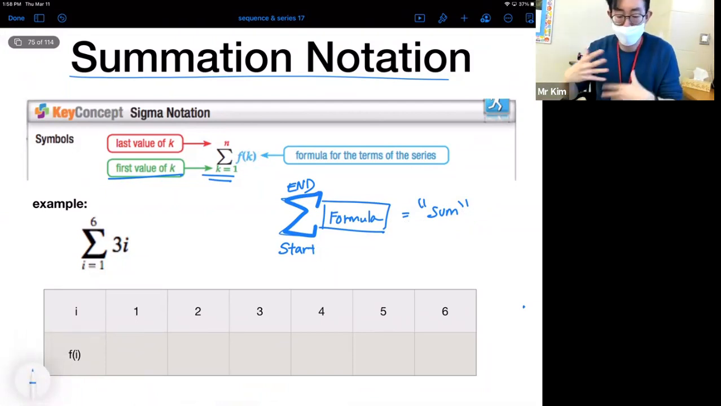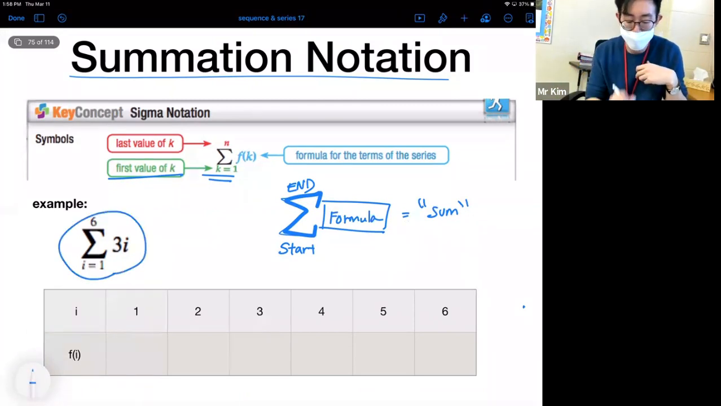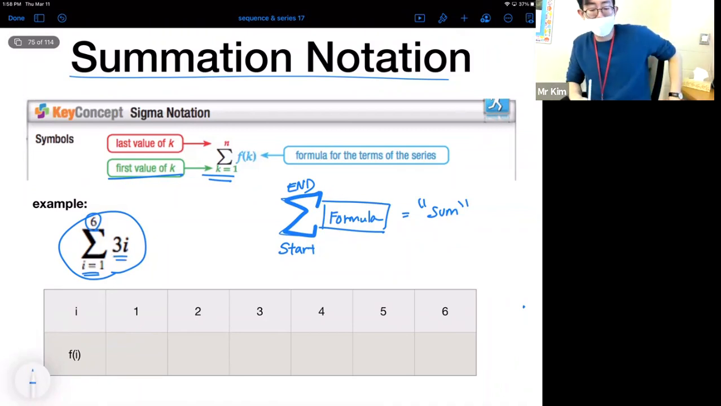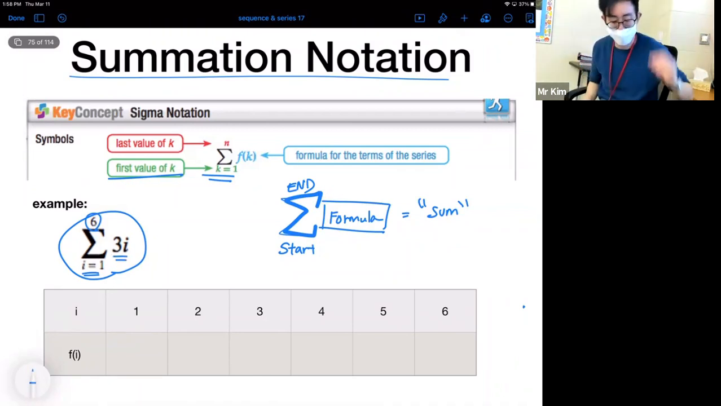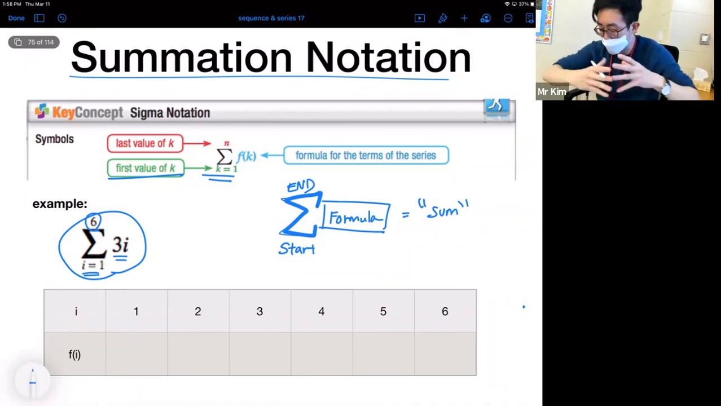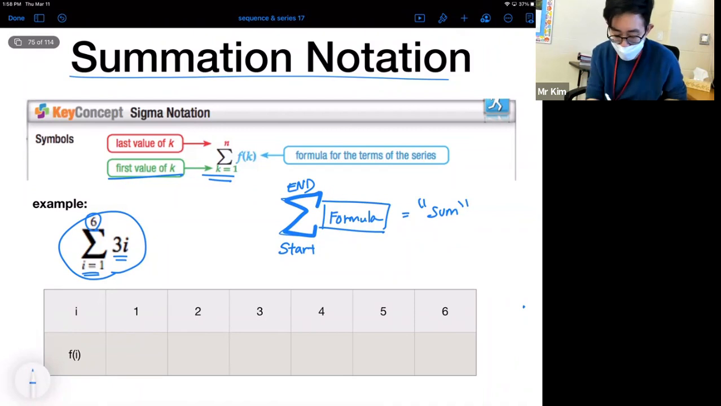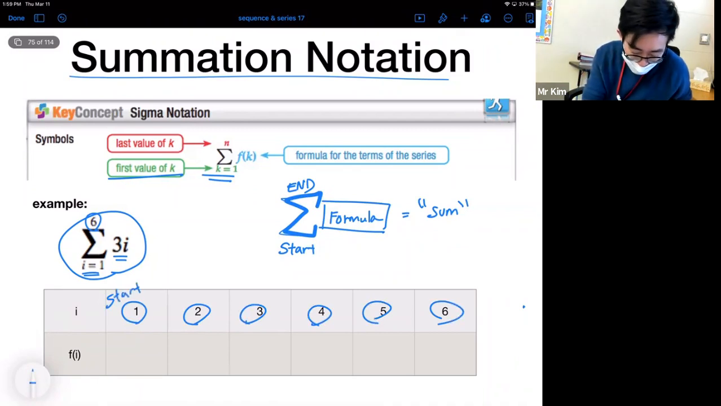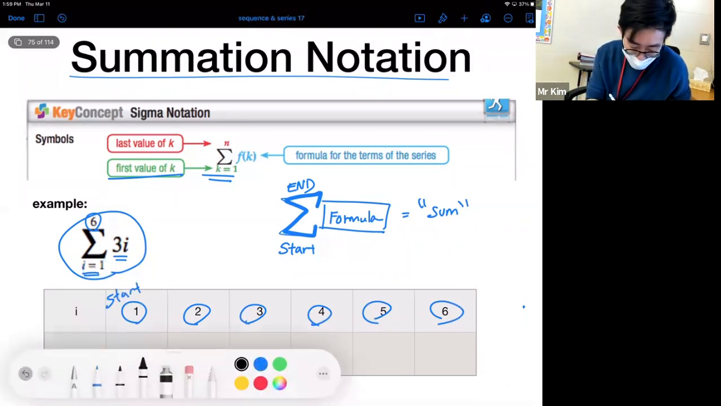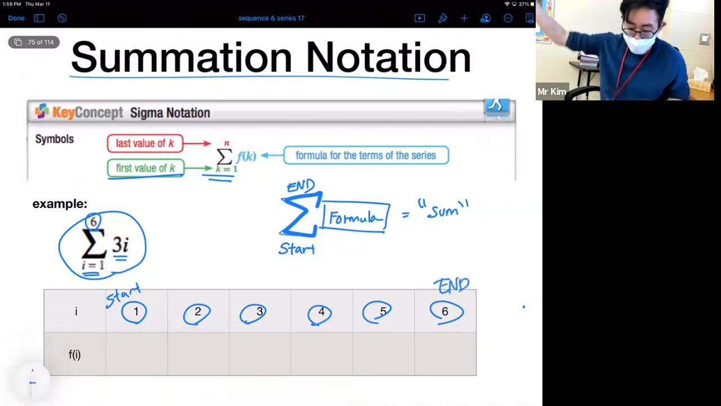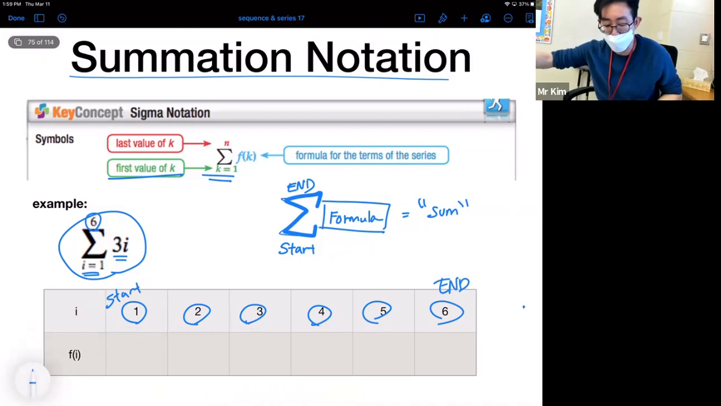If you're ready to move on after you have written this down, I would like for you to write down this example in your notes, which says sigma that starts with i equals 1 all the way up to 6. Then I have the formula as 3i. And then if you could just draw out this table with i on the top row with 1, 2, 3, 4, 5, 6. The reason for that is because this is where you start, indicated by this number at the bottom. And it also ends at 6, so I put 6 at the very end. Everything in between is what I have to get.